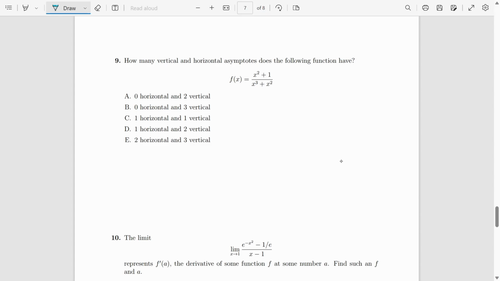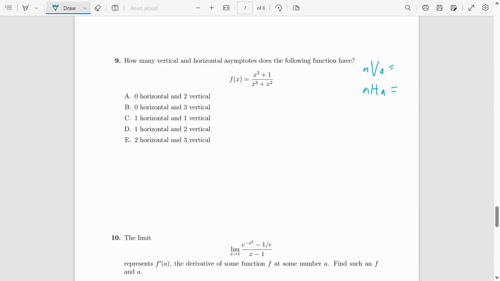Okay, so number 9, how many vertical and horizontal asymptotes does this function have? So let's put this off to the side. Number of vertical asymptotes, number of horizontal asymptotes. Okay, so let's say function 1 over x, a simpler function. That looks like this. That's an asymptote. That's an asymptote. So it's one of each. We just have to do this for this larger one.